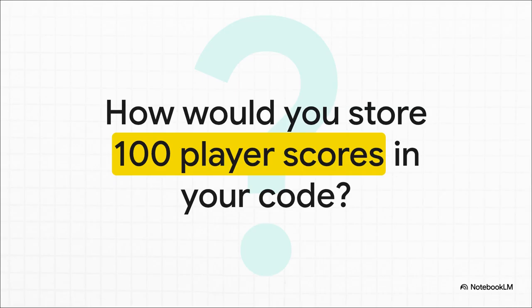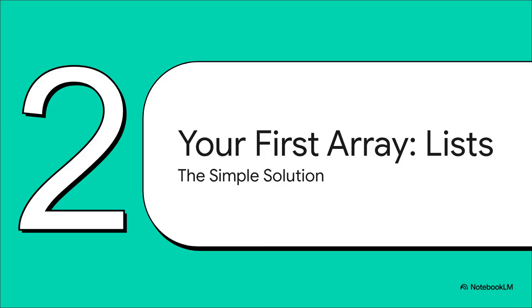I mean, are you really going to create 100 separate variables, like player score 1, player score 2, player score 3, all the way up to 100? Ugh, that would be an absolute nightmare to manage. There's just got to be a better way, right? And of course, there is.